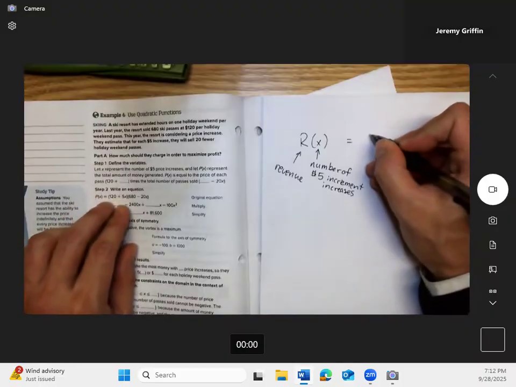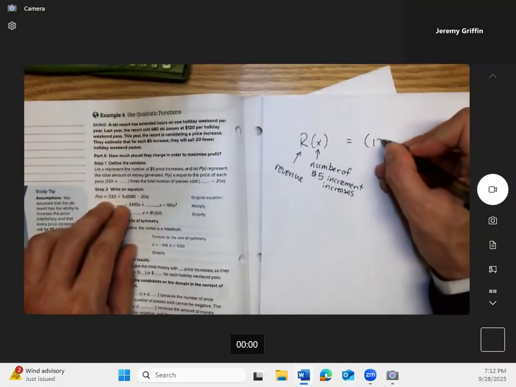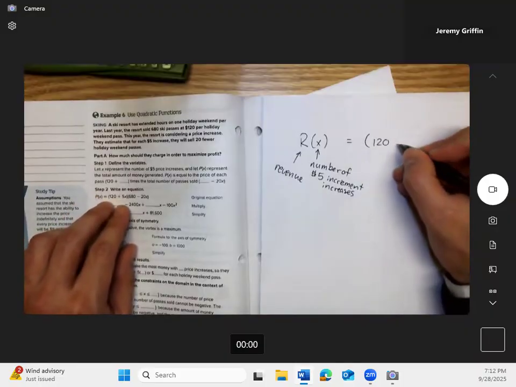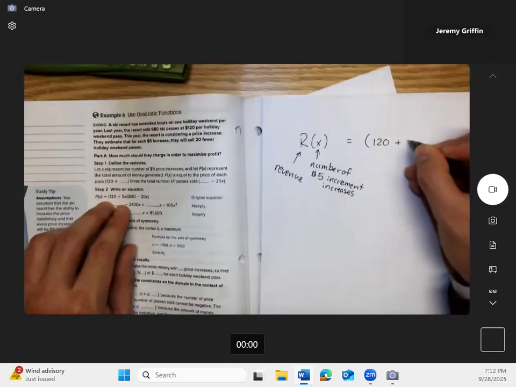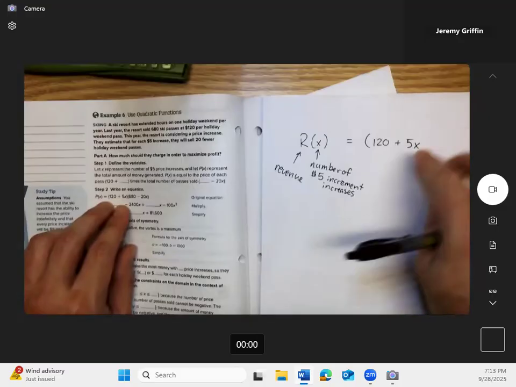All right. Is equal to. Well, the baseline price was $120 per ticket, so we're starting with that. Plus $5 price increase, times the number of those increases, wouldn't that give you the new price?